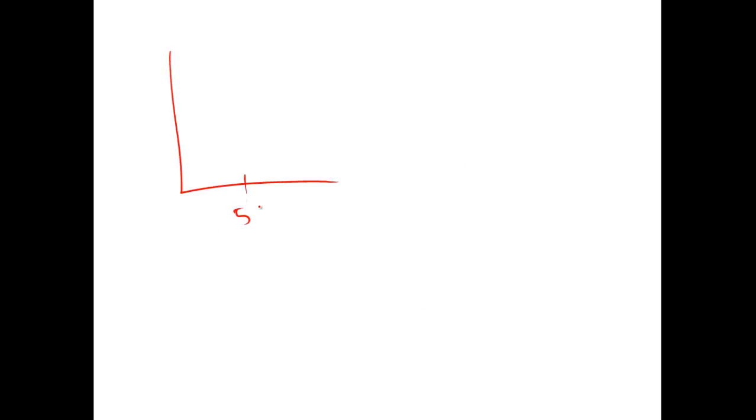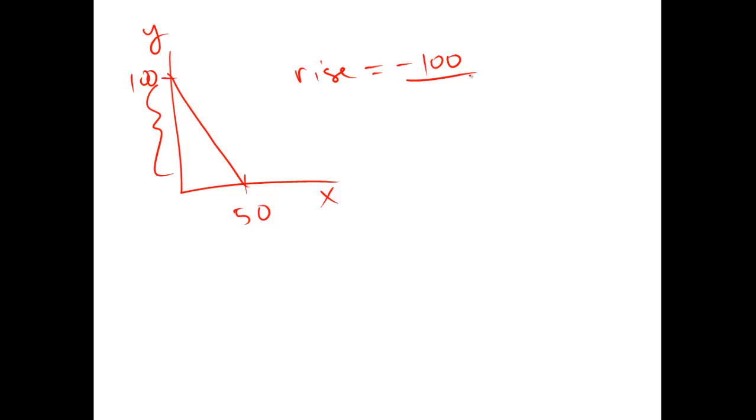Quickly putting that picture back up. The rise of this, so it's going downhill, it's going down, so the rise is this vertical distance here, and it's going down, so it's minus 100, and the run is this horizontal distance, it's this 50, and that just equals minus 2.